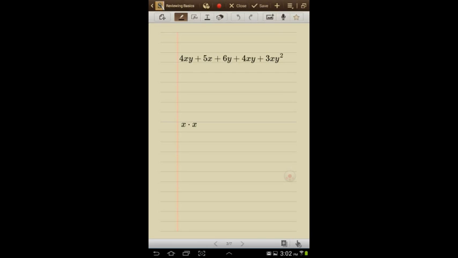The next page. Ooh, get all sorts of stuff here. Starting with an xy, we can add those together. 8xy. Just the plain 5x, nothing else like it. Same with the 6y. Same with the xy squared. You cannot add those two terms together because the one has the y being squared that makes it different.